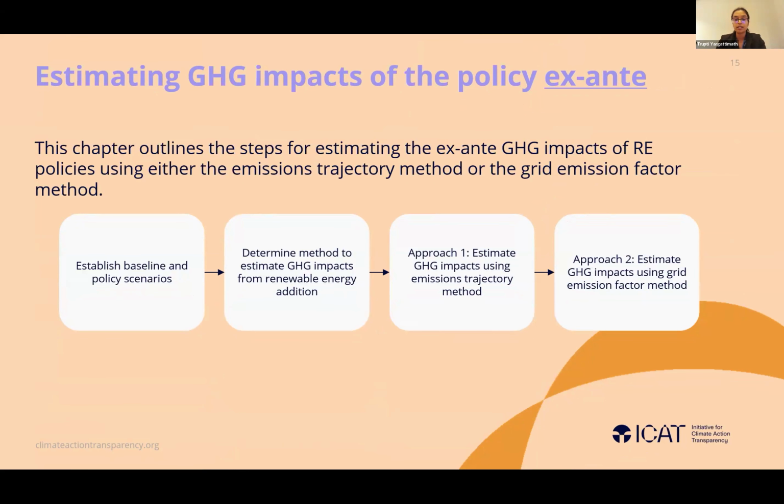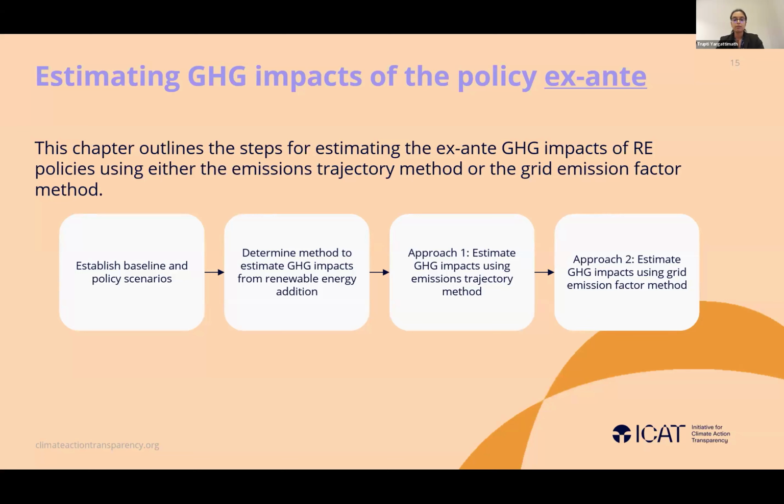Next, we have the estimation of GHG impacts of the policy as part of the ex ante assessment. So the purpose here is to take the renewable energy additions we estimated in the previous section and translate them into expected GHG emission reductions over the assessment period. There are two main approaches which can be used, which are the emissions trajectory method and the grid emission factor method. The choice between them will depend on various factors such as the characteristics of the power system, level of renewable energy penetration, availability of data, capacity of the personnel, etc.